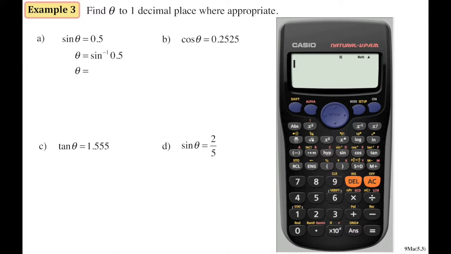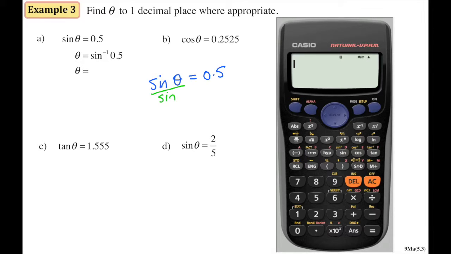Let's have a look at example 3. Now this is an example where we're told the sine of some angle equals 0.5. And we have to find out what the angle is. Now you can't go, I'm about to write something. Let's write this here. Sine theta equals 0.5. What I'm about to do makes no sense at all.